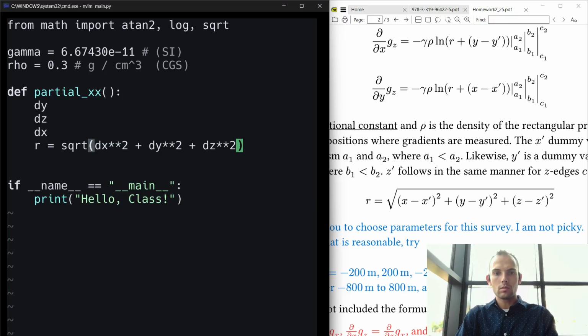Python doesn't do exponentiation with the caret sign. I think the caret is reserved for the XOR operator in this language. But you know, this double asterisk is all right. I'm not going to complain too much about it. And this is y minus y prime, z prime, x minus x prime. We're going to need all these as inputs.